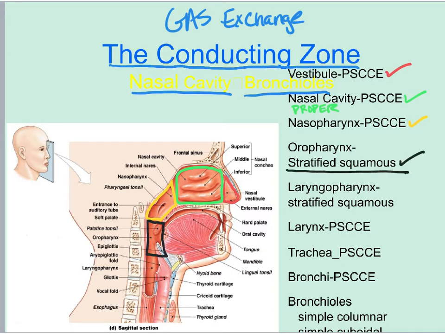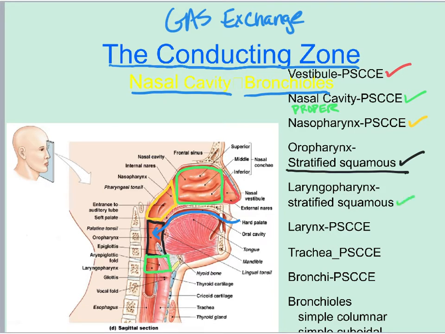It's now stratified squamous. Well, think about what's passing through there, right? Food and drink are going to be passing through the mouth. They could be carrying toxins, or they could be particularly abrasive. So when food or drink makes its way into the oropharynx, it's best to have the oropharynx lined with stratified squamous for protection. From there, then, the tube gives way to, or becomes, what we call the laryngopharynx.